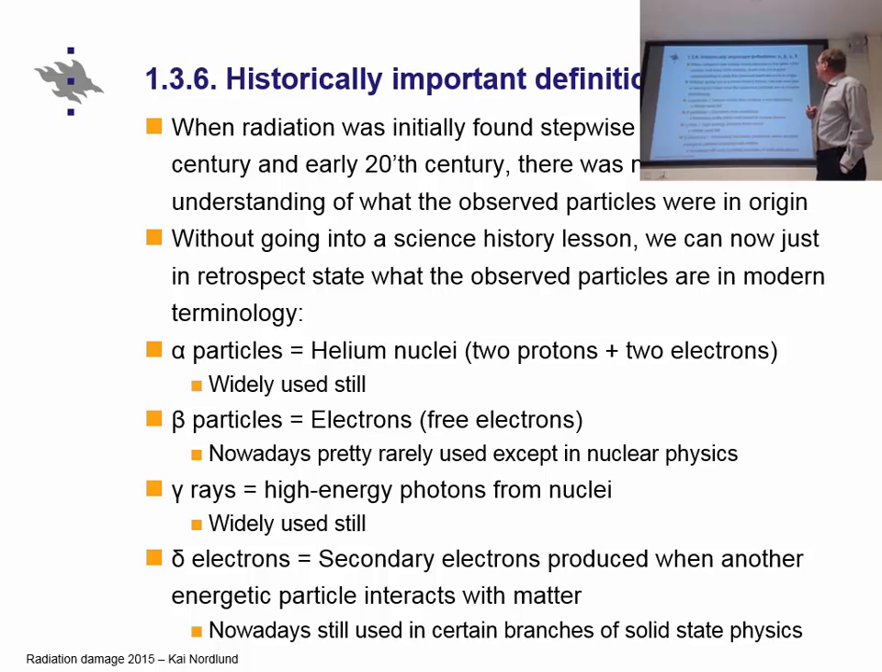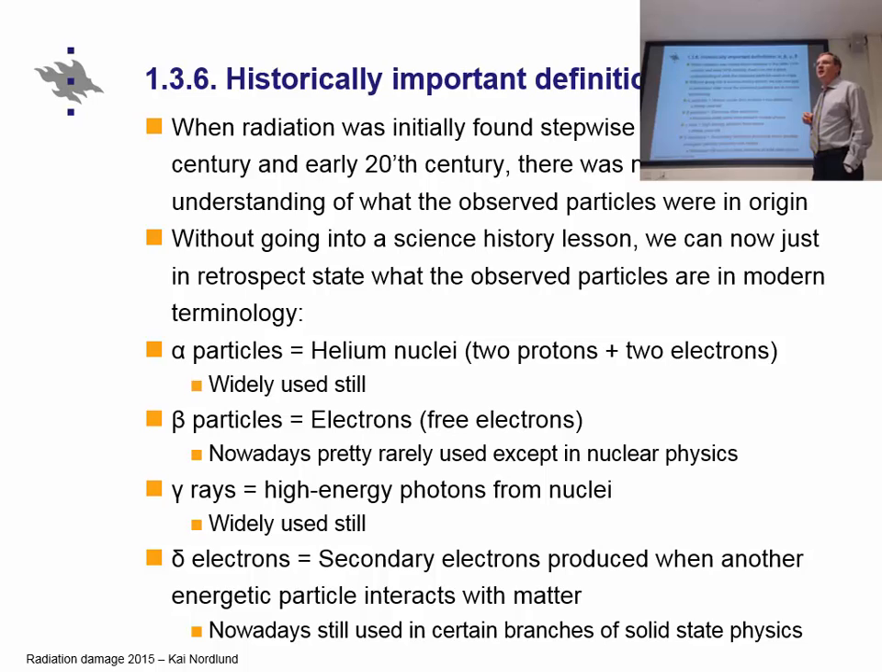So they made names for the particles they observed, which were not very inventive. They were just the first Greek letters: alpha, beta, gamma, delta. And later on, of course, people understood what they are, and here is the explanation of what these are. This is really important to know because all four terms are still used to varying extent. So an alpha particle is simply a helium nucleus, 2 protons and 2 neutrons, and this is a very widely used term. Beta particles are electrons.